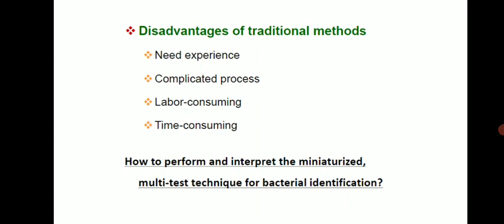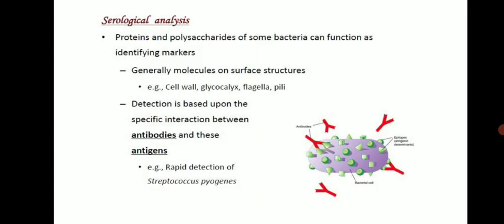Serological analysis is carried out in medical microbiology for diagnostic purposes, and we can diagnose infections. There are various kinds of tests based on serological analysis, for example, rapid detection of Streptococcus pyogenes. Here serological analysis is important, and it is very quick. It does not require many sophisticated techniques, and we can quickly analyze which type of bacteria is there.